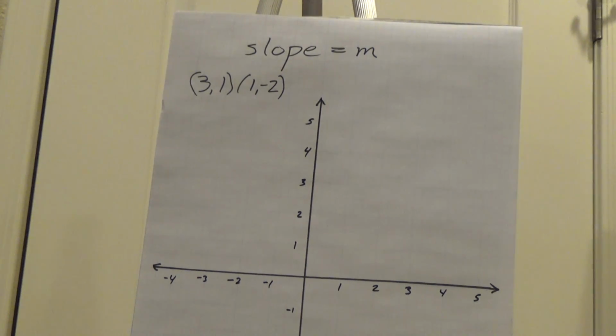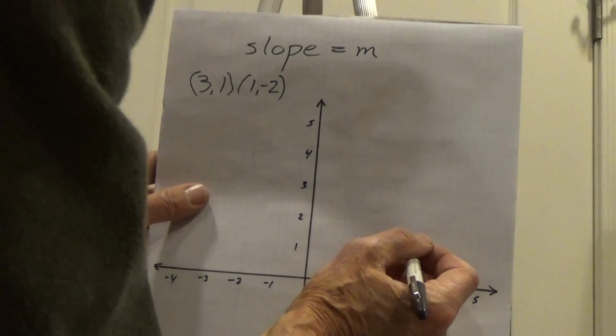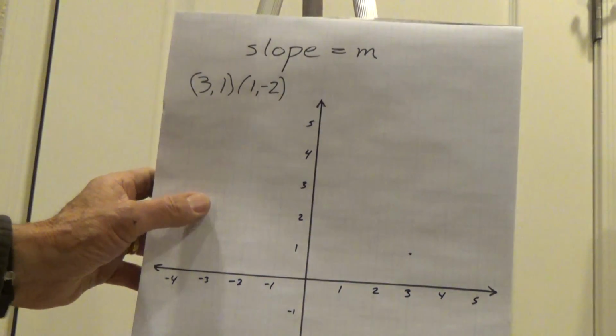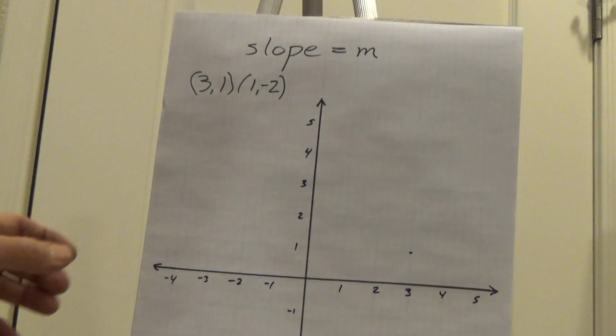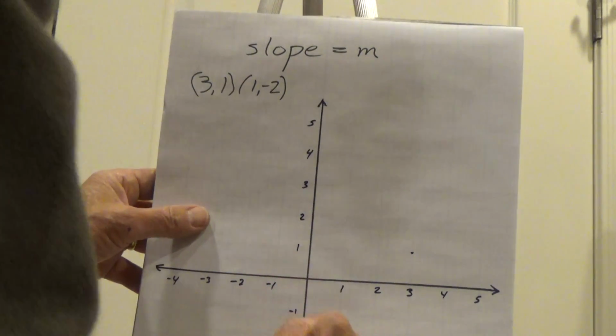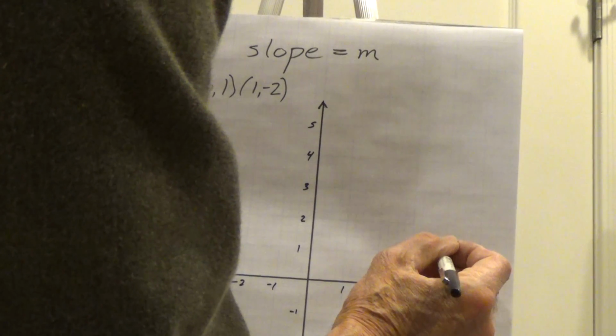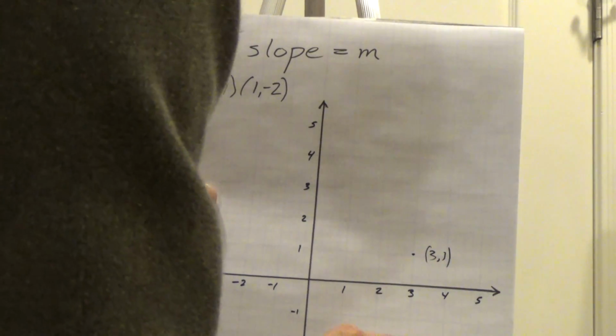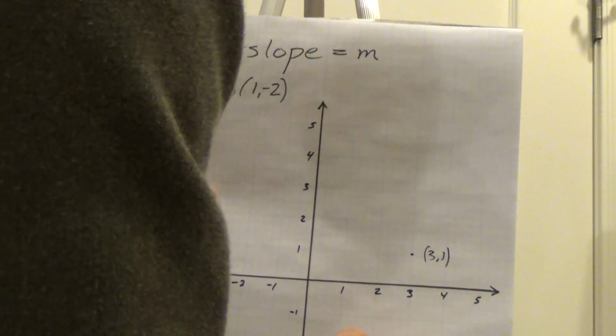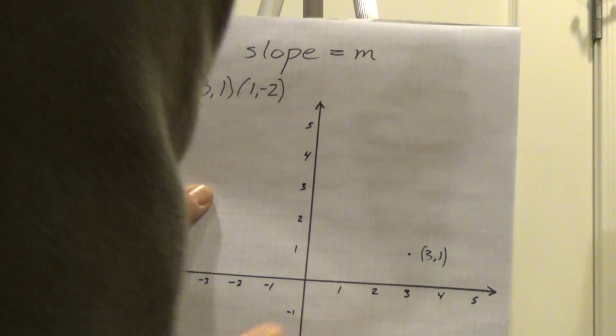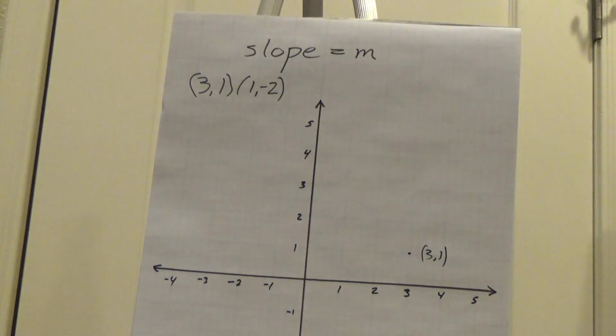First of all, I want to put the line in and count so we see what we're doing. 3, 1 is here. And 1, negative 2 is down here. So this is the point 3, 1. And this is the point 1, negative 2. And so we have that line. Okay, let's look at that.